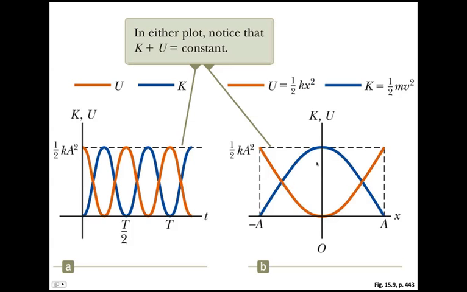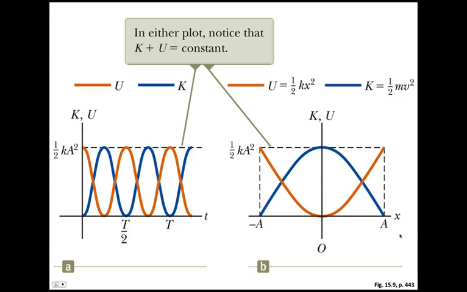Okay, these graphs show you the relationship between the potential energy and the kinetic energy. For this one, we've got the energy versus time graph. So when the kinetic energy is minimum, the potential energy is maximum. And you can see they're just inverting there.